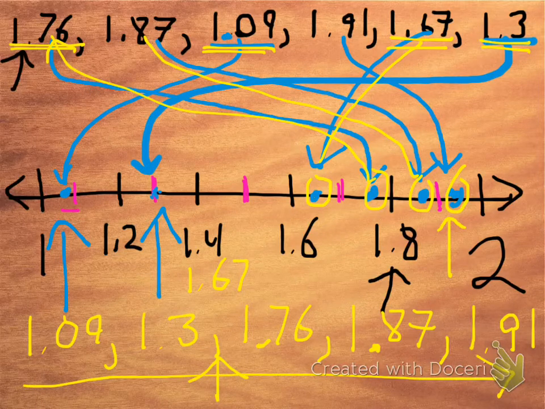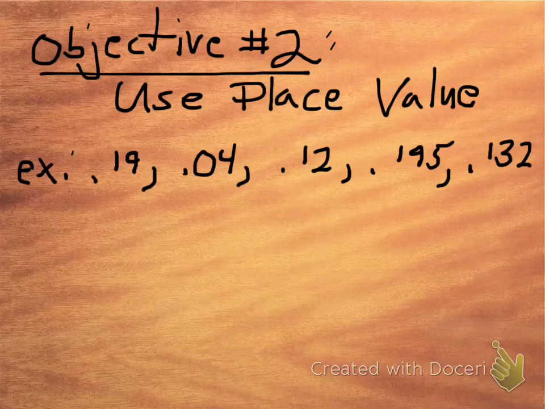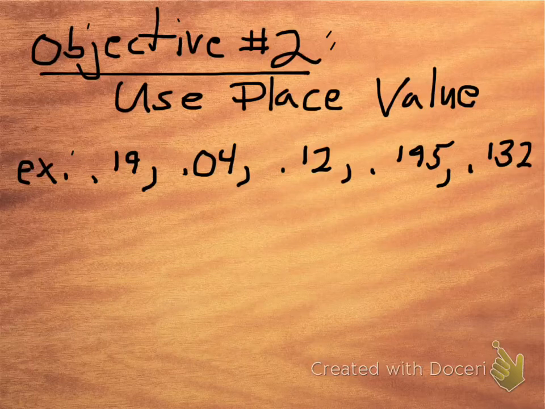All right, a little bit of work, but it's a very good way to deal with that. Now, let's take those exact same numbers and let's look at another way. Objective number 2 is to do the same idea and put numbers into order by looking at their place value. All right, let's start with this example and then we'll go back to those earlier numbers.